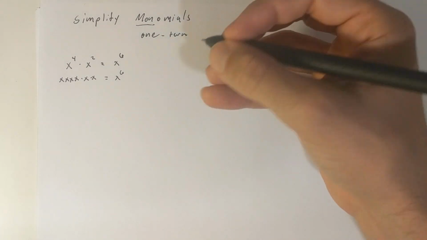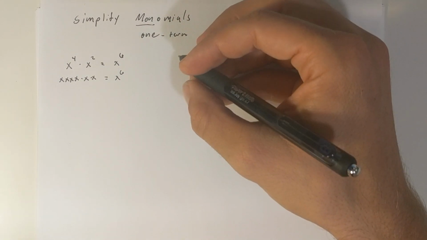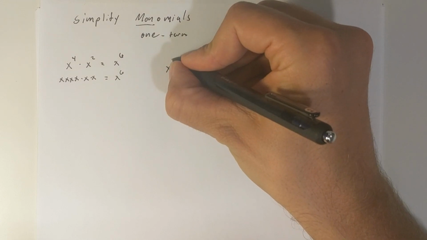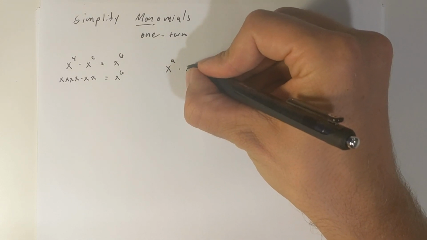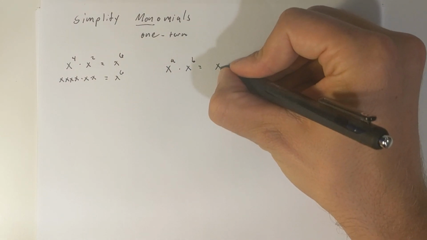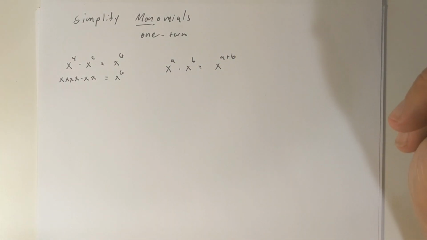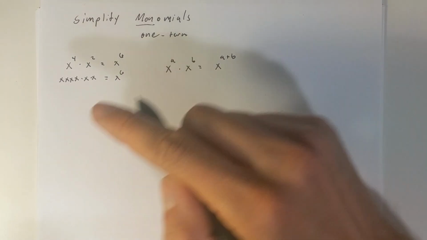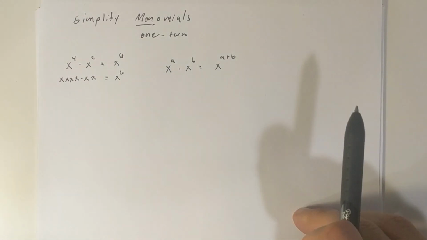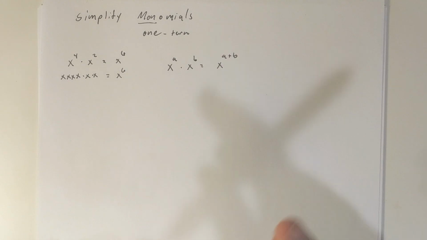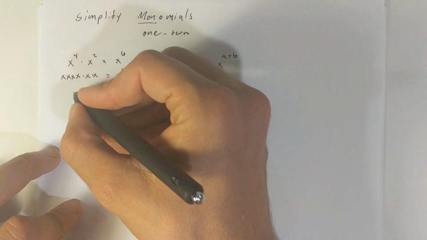So the property, we'll just kind of note it as this. If I have x to the a times x to the b, what we can do is simply add the two exponents and get x to the a plus b. So that's multiplication. What about division? Division is a little trickier, but it's not too bad. So let's just do an example first.